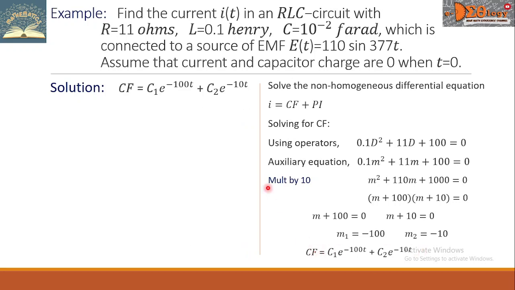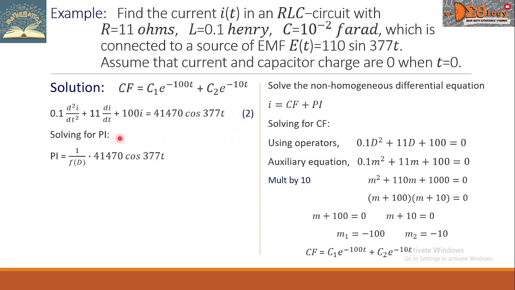Let us copy the CF value in here. Let us write again equation number 2. Then we will solve for PI. Take note that the right side of equation number 2 is regarding cosine function. So the PI will be 1 over f of d times the right hand value. This 1 over f of d is our operators.